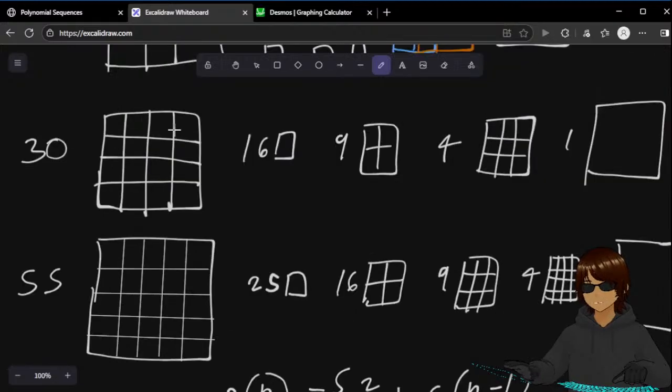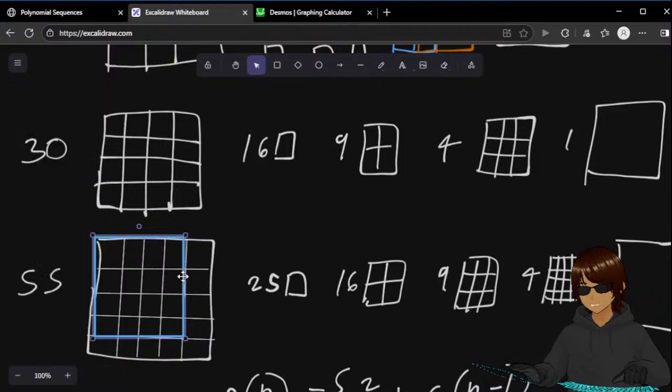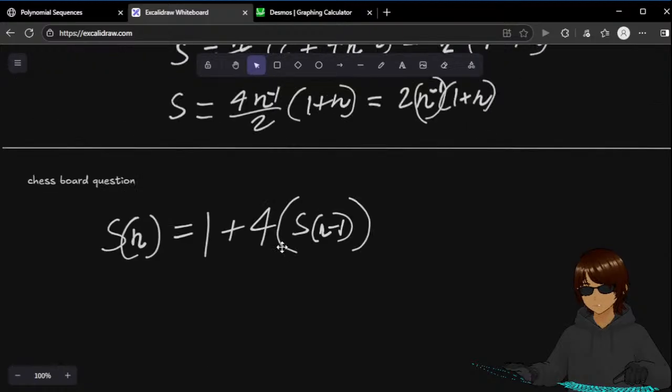So for a 4 by 4 chessboard, there are 30 squares. So that means within this 4 by 4 square, there are 30 squares. So 1 for the big square, 4 smaller squares, and for each of those smaller squares, there are S n minus 1 squares, right?